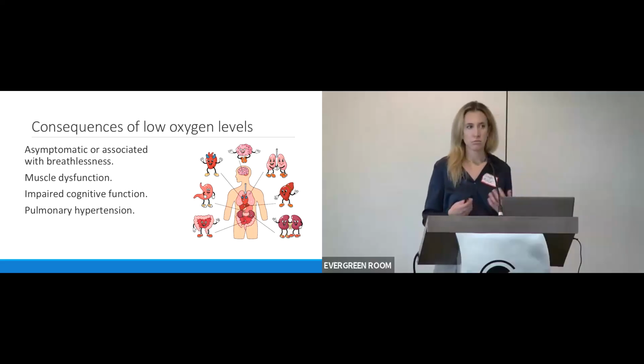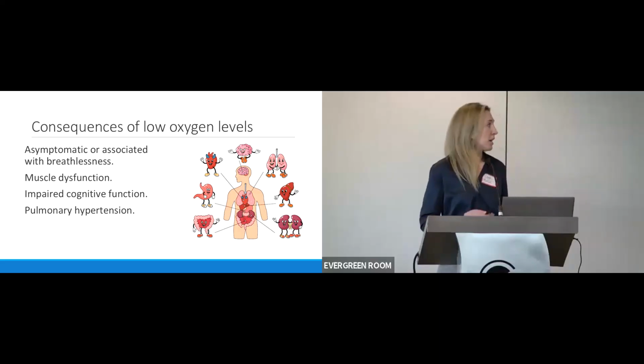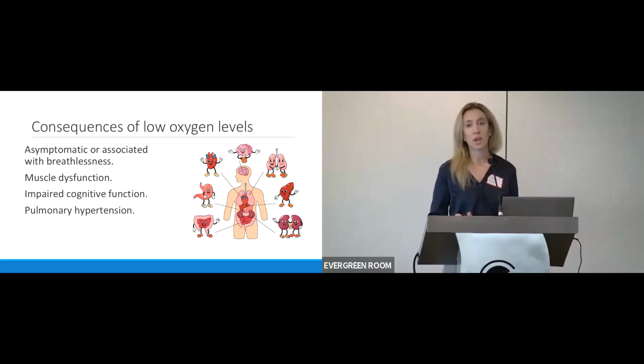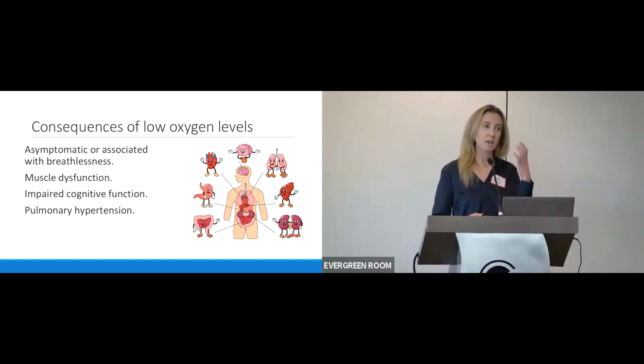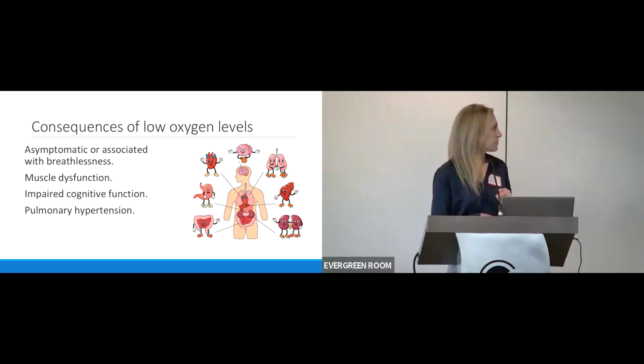If you think about it, your muscles are the ones that are telling your heart, you've got to pump faster. And so if your muscles aren't getting the right oxygen, they're not really going to be operating at full capacity. You may have some impaired cognitive function. You may not be thinking right. You may feel a little bit sleepy, like you couldn't really answer a quick question.